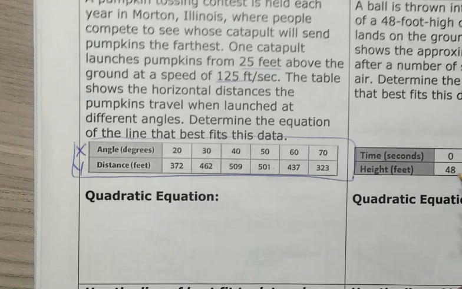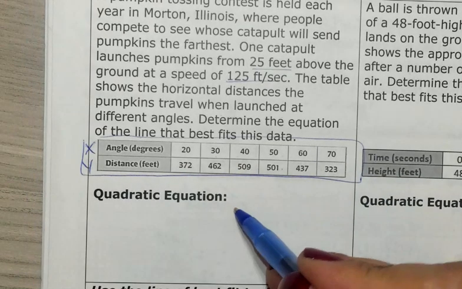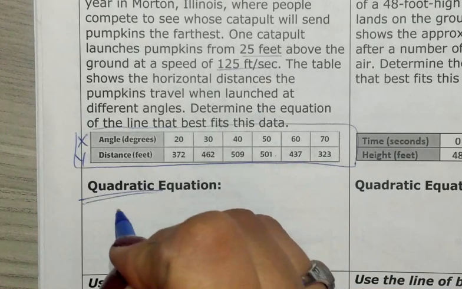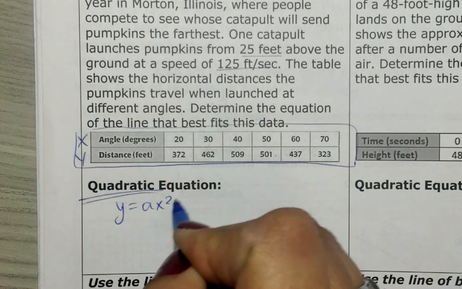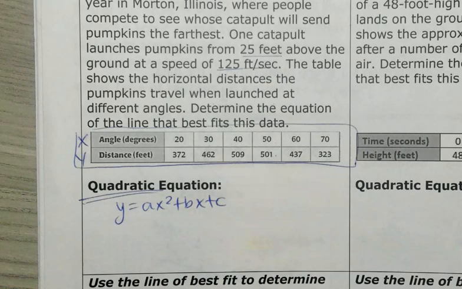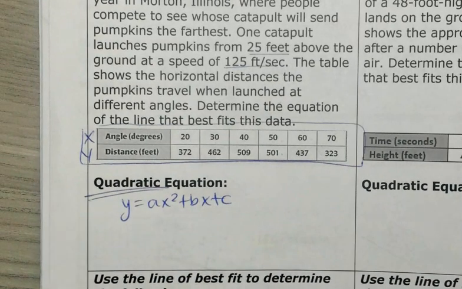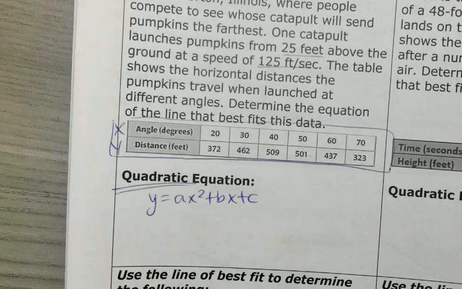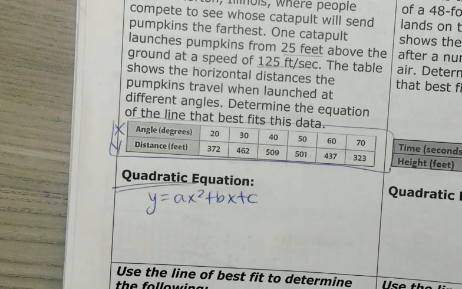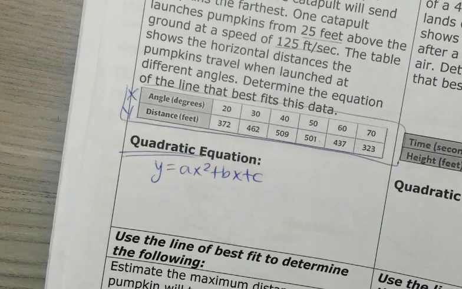distances. So using this data, we're going to write the quadratic equation. It's going to follow the pattern ax squared plus bx plus c. Previously, we learned the steps of quadratic regression. Let me flip back to those notes real quick.